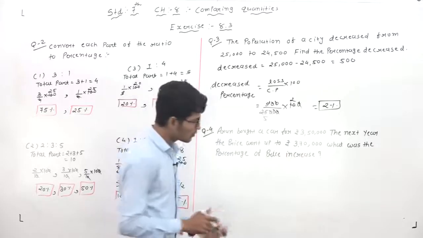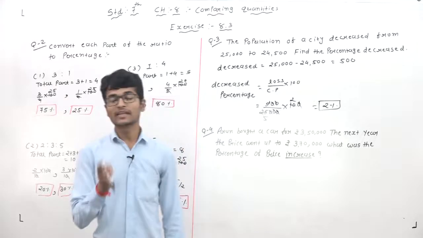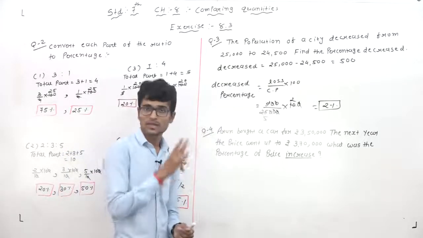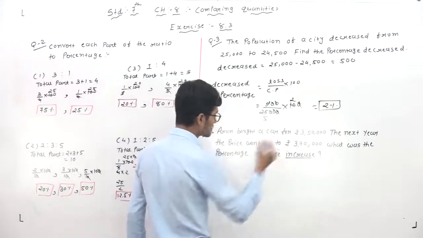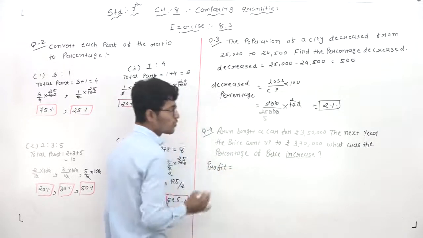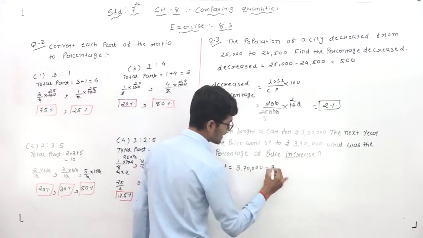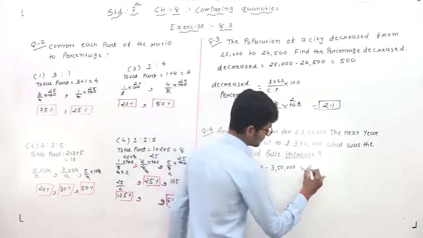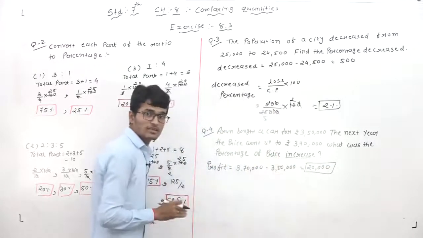Here dear students, the word used is increase. Increase is one type of profit and decrease is one type of loss. It means in this question we will find the profit percentage, right? So bought and then after the increase price. First of all find the profit. So profit is 3,70,000 minus 3,50,000. It means total how many profit? 20,000 rupees profit.